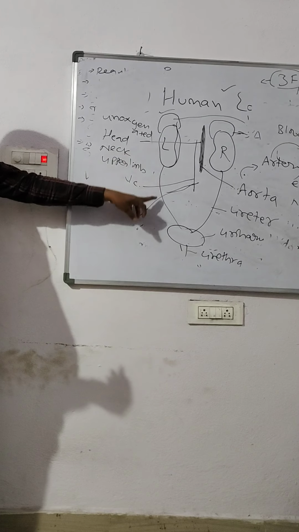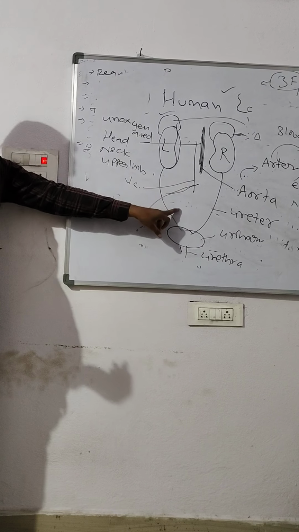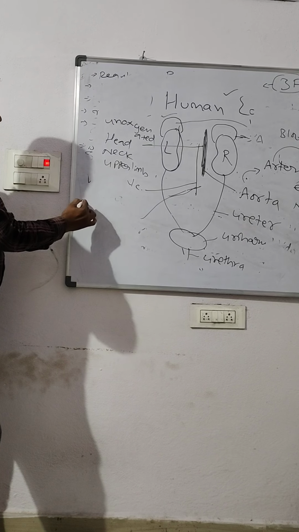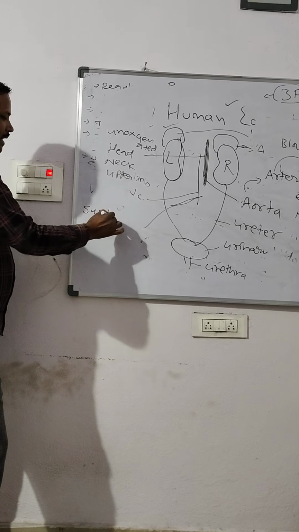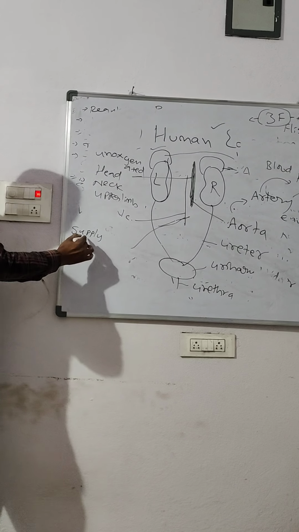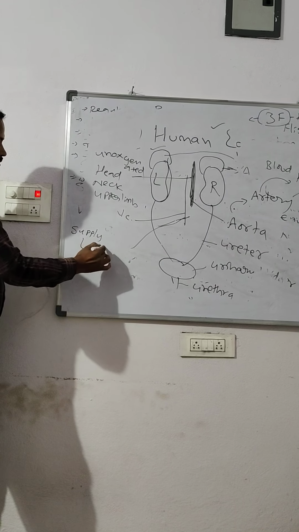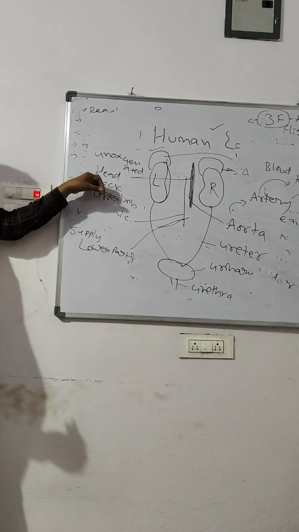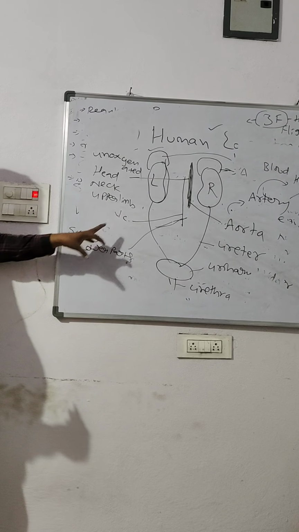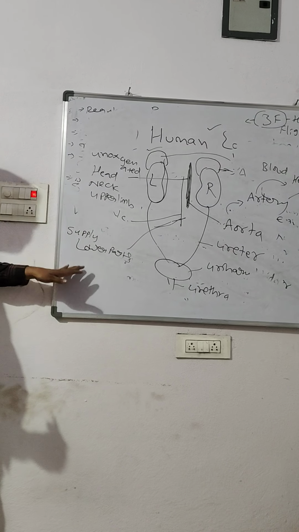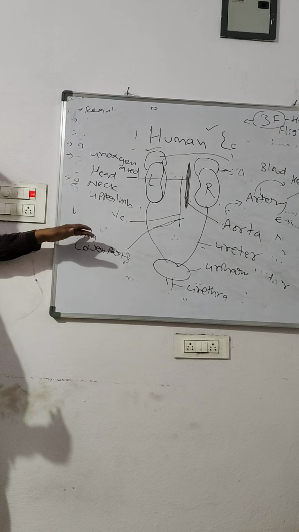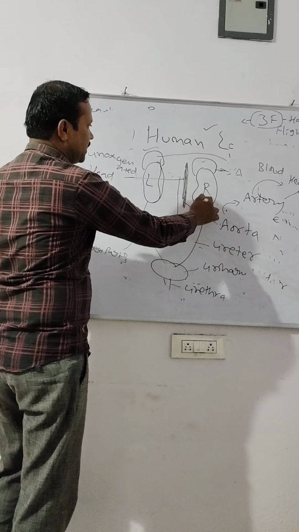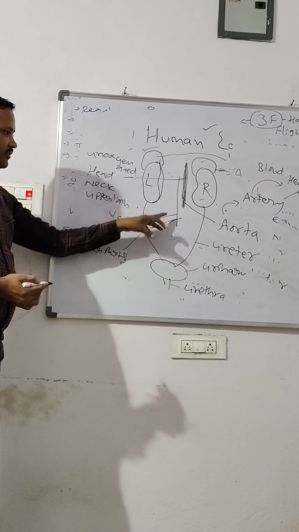Next coming to the inferior vena cava. This is the lower portion of the vena cava. This small line, inferior portion of the vena cava. This vena cava will supply again the unoxygenated blood from the lower parts of the body. Superior vena cava supplies the blood to the heart from head, neck and upper limbs, whereas inferior vena cava supplies the unoxygenated blood from the lower parts of the body to the heart. Now, we have discussed the adrenal gland, aorta, vena cava and ureter.